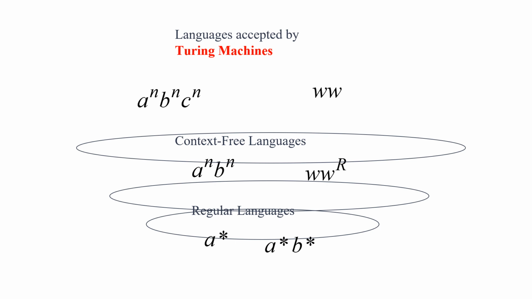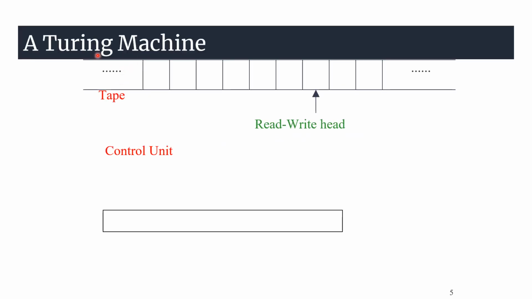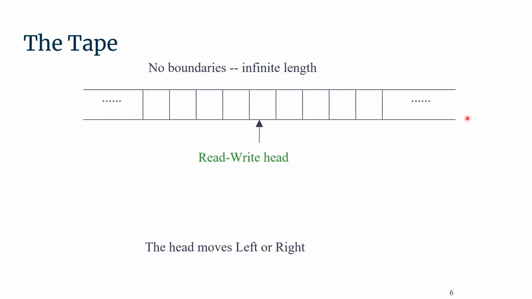How does a Turing machine work? This is a Turing machine. It has an infinite tape with a read-write head, and a control unit where multiple types of states are there. We will discuss this control unit with an example. So we have a tape and a read-write head. This read-write head can move backward and forward. There are no boundaries for this input tape.